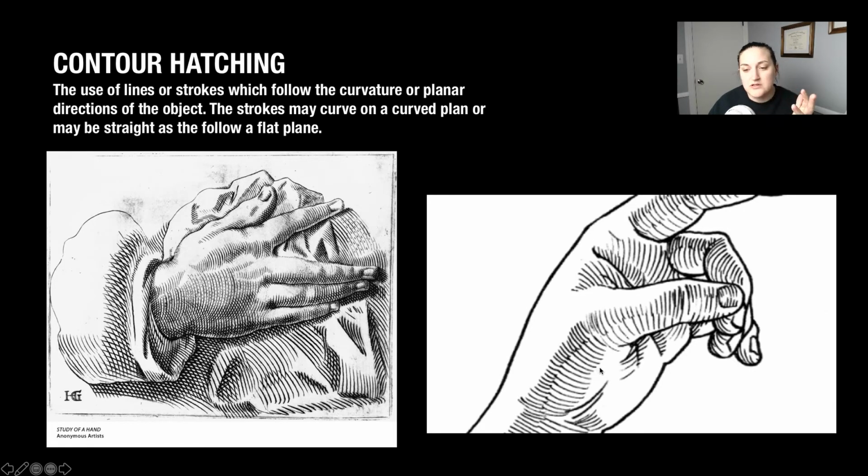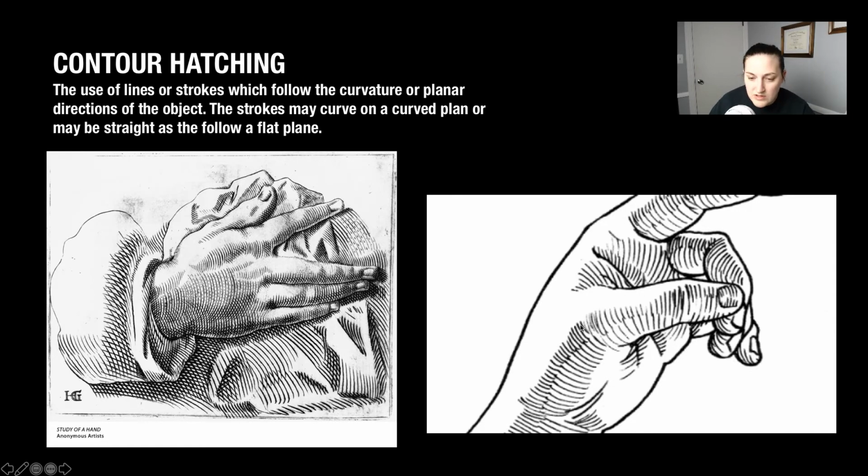Your constant struggle as a two-dimensional artist is to try and give the illusion of a three-dimensional thing. So anything you can use to help you in that fight is very useful and is very good for you to learn. So that is what this contour hatching is talking about. It's going along the contours, along the curvature of the plane.